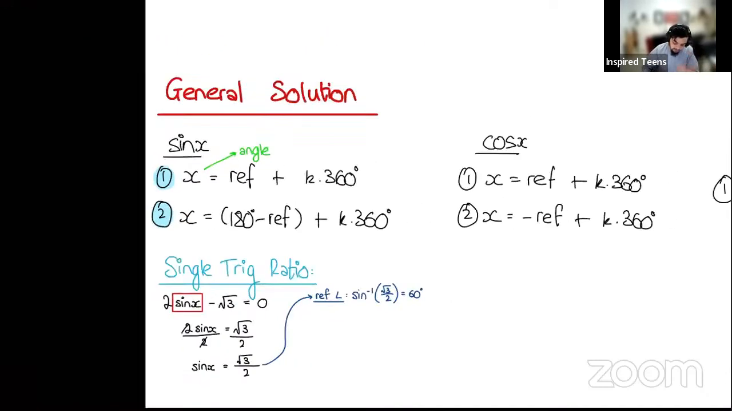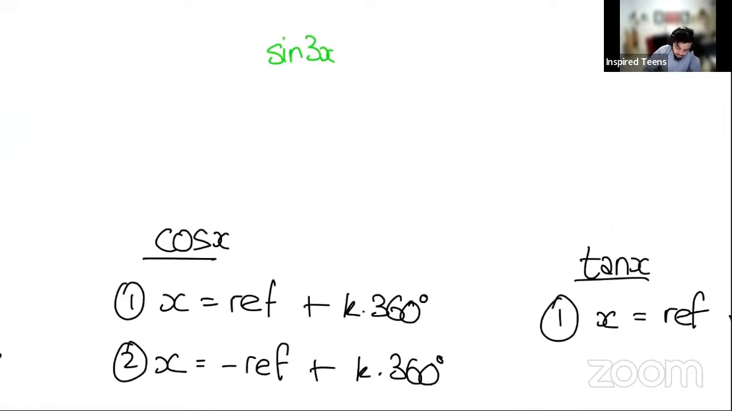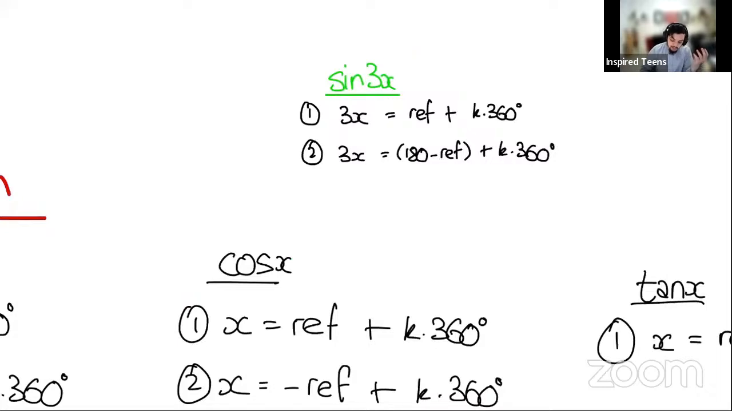If you want the general solutions of sine 3x, your general solutions would be 3x is equal to ref angle plus k times 360. And your second one would be 3x is equal to 180 minus ref angle plus k times 360. So just keep that in mind. That's important. What goes on the left is not always x. It's just whatever the angle of your trigonometric function is. It could be b. It could be 72 minus b. It could be anything, whatever is attached to that trig ratio.